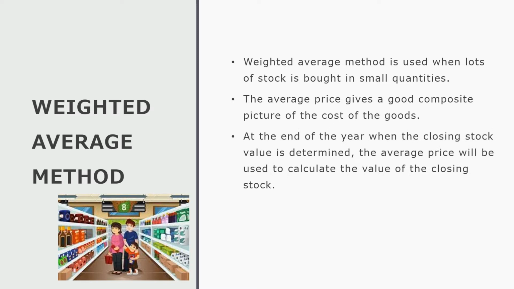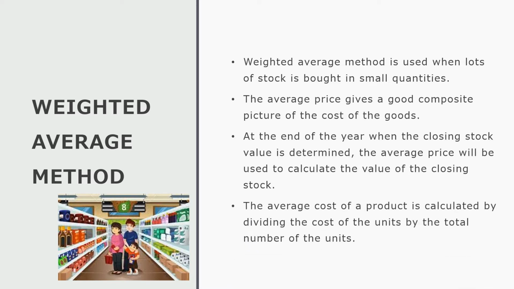At the end of the year, when the closing stock value is determined, then the average price will be used to calculate the value of the closing stock. We're not going to be looking at what the price is of each specific item. We are just going to see how much stock we have left, and then use the average price of those items to calculate the value of the stock that we still have on hand at the end of the year. The average cost of the product is then calculated by taking the cost of the units and dividing that by the total number of units that we have on hand.